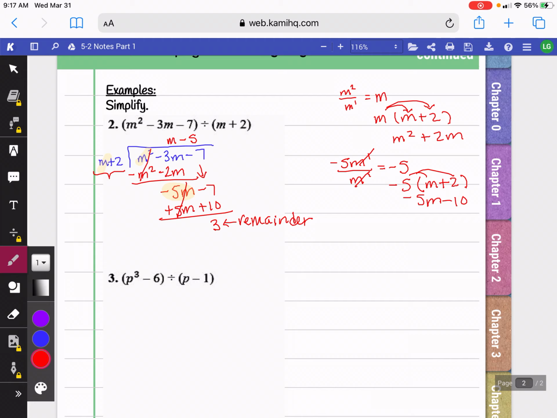Your remainder is going to be part of your answer. So when we write our answer, we're going to include that 3. So I have m minus 5 is my answer. But then I have a positive 3, so I'm going to put positive. But your remainder, you write it as a fraction. So I have 3 over m plus 2. Your denominator is always what you were dividing by in the original problem.